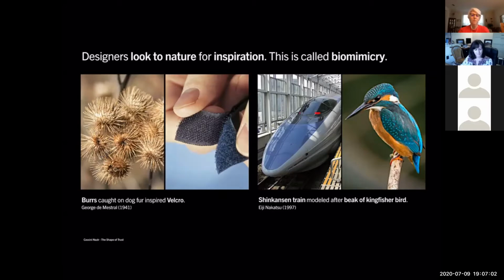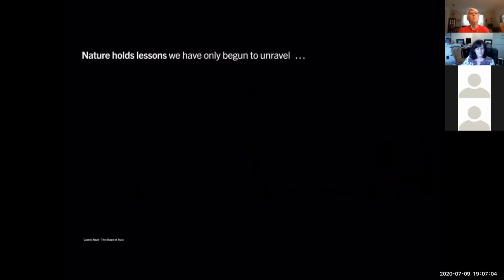And so there's a lot we can learn from nature as designers. I always tell my students, if you stole it from me, chances are you stole it twice, because I stole it from somebody else, right? But I think nature has so many things for us to unravel.